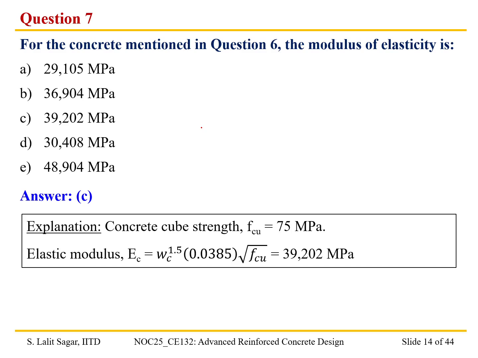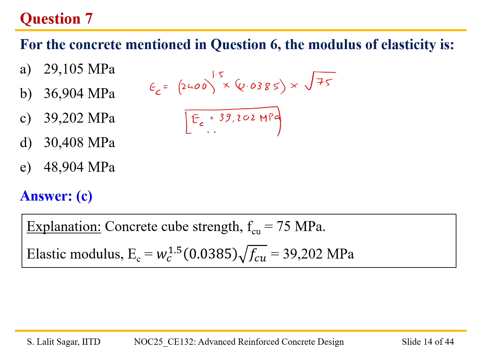So let us start plugging the values and see what value we get here. EC, that is the modulus of elasticity of concrete, taking WC as 2400 kg per meter cube raised to the power 1.5, into 0.0385, into square root of FCU. FCU is 1.25 into 60, that is 75. When you solve this, you get the value of EC as 39202 MPa.